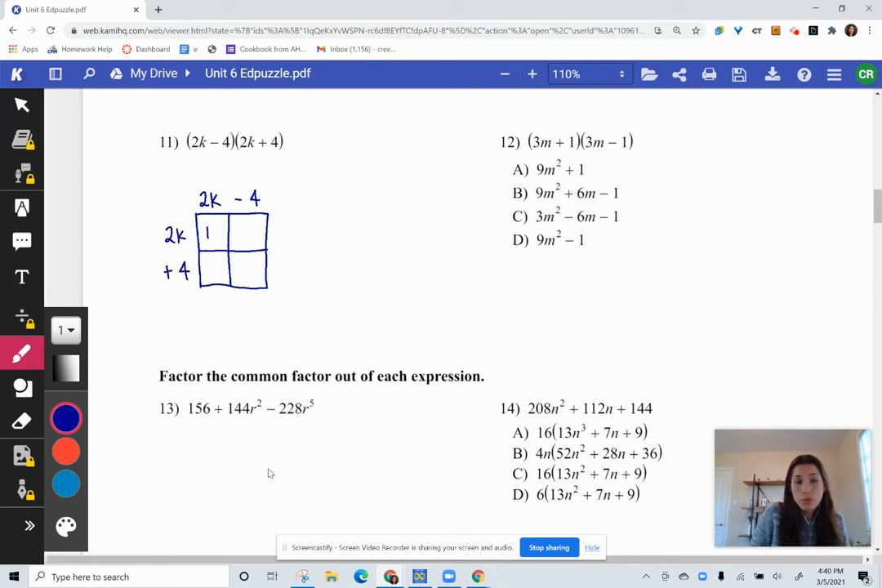So 2 times 2 is 4, k times k, that's k squared. Negative 4 times 2k is negative 8k. 2 times 4 is positive 8k. And negative 4 times positive 4 is negative 16. So now if we combine like terms, when we add 8k and negative 8k, that becomes 0. So we're just left with 4k squared minus the 16 here.